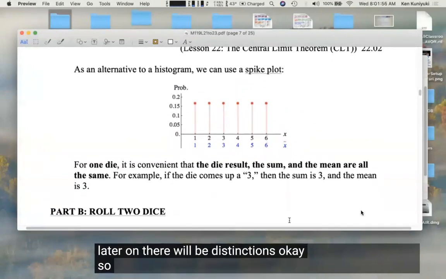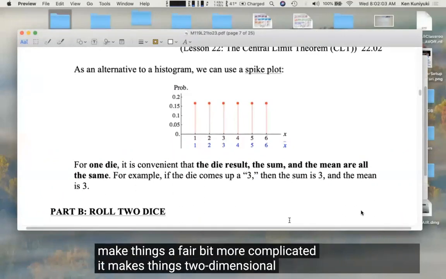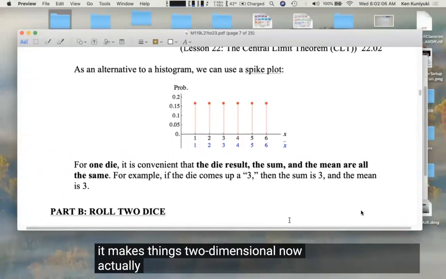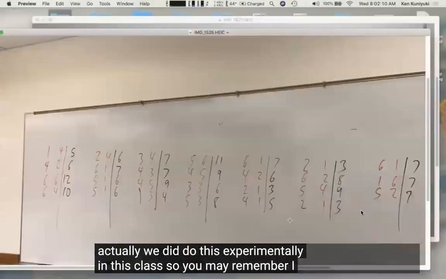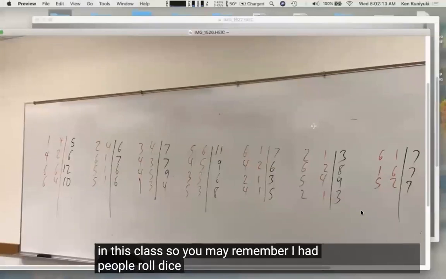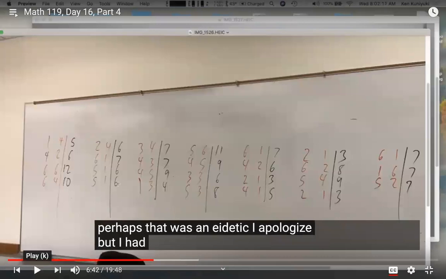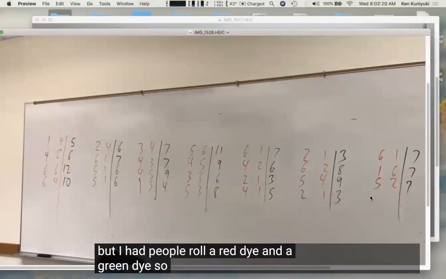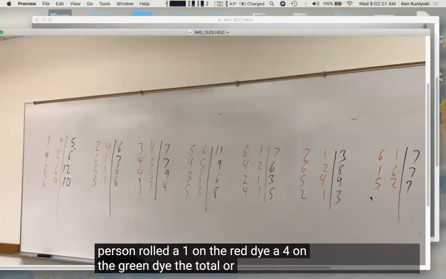Okay, so now let's roll 2 dice. And that does make things a fair bit more complicated. It makes things 2-dimensional. Now, actually, we did do this experimentally in this class. You may remember, I had people roll dice. Perhaps that was unhygienic, I apologize, but this was a previous term before the virus. I had people roll a red die and a green die. So for example, the first person rolled a 1 on the red die, a 4 on the green die. The total or sum was a 5.